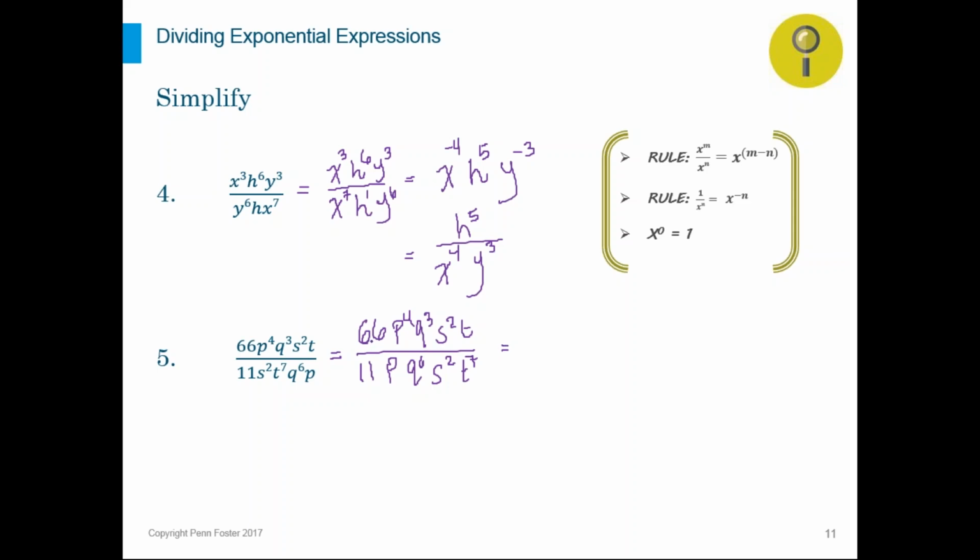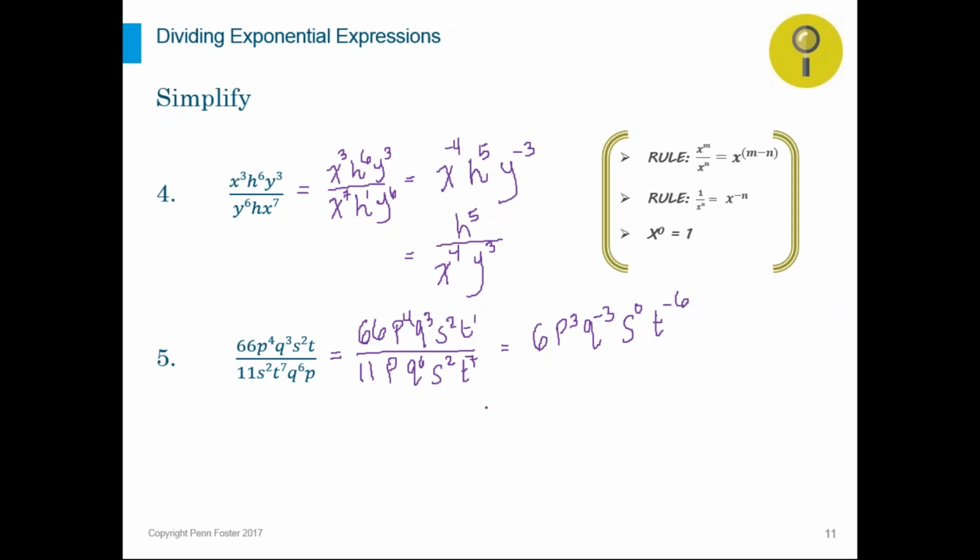Okay, now I have numbers in that question. I have to divide the numbers. 66 over 11 is what? 6. 66 over 11 is 6. Okay, next, p to the fourth and p. So that's 4 minus 1. So that will give me p to the third. Okay, I have 3 minus 6. 3 minus 6 is negative 3, so q to the negative 3. Okay, and then I have 2 and 2. 2 minus 2 is a 0, so I have s to the 0. And then 1 minus 7 will give me t to the negative 6.